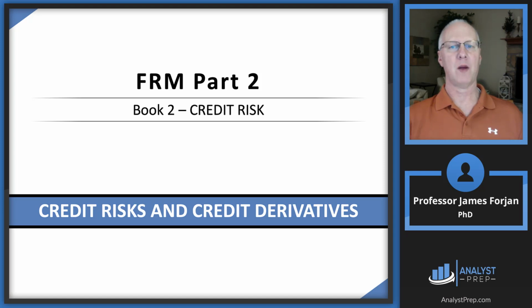This is FRM Part 2, Book 2, Credit Risk, and the chapter on credit risks and credit derivatives. We'll go ahead and spend a few slides at the end of the slide deck on credit derivatives, but the bulk of our conversations here today are going to be on the credit risk of a bond issue. And we're going to try to make life simple by just using a zero coupon bond, but then we'll talk about senior bonds and junior bonds as well.